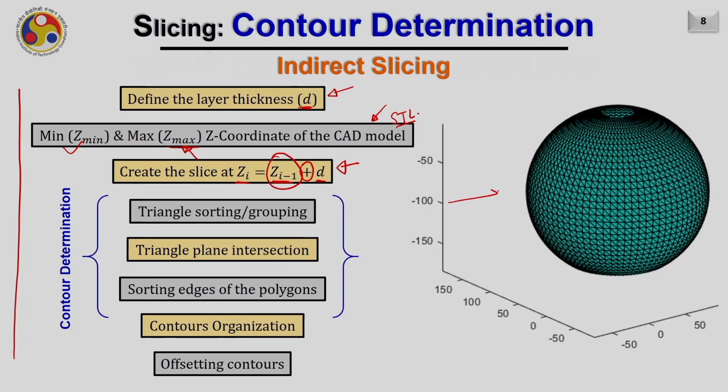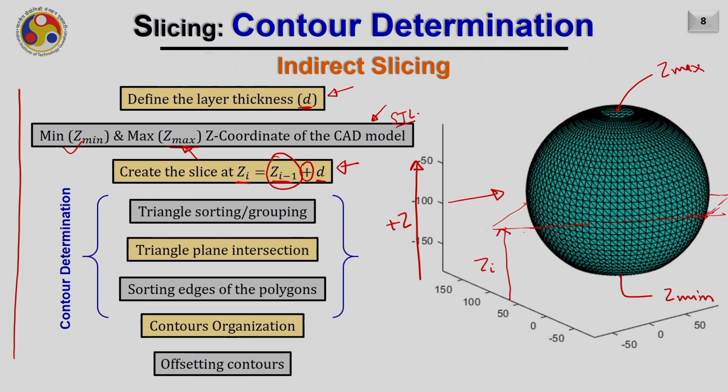Let me consider this particular example. For example, this particular triangle has the z coordinate z max, and on the bottom side somewhere there will be z minimum. As my build direction is the plus z direction, I will create my first slicing plane at a particular height, and that will be called zi. So, any intermediate plane is represented here, and the height from here is zi.